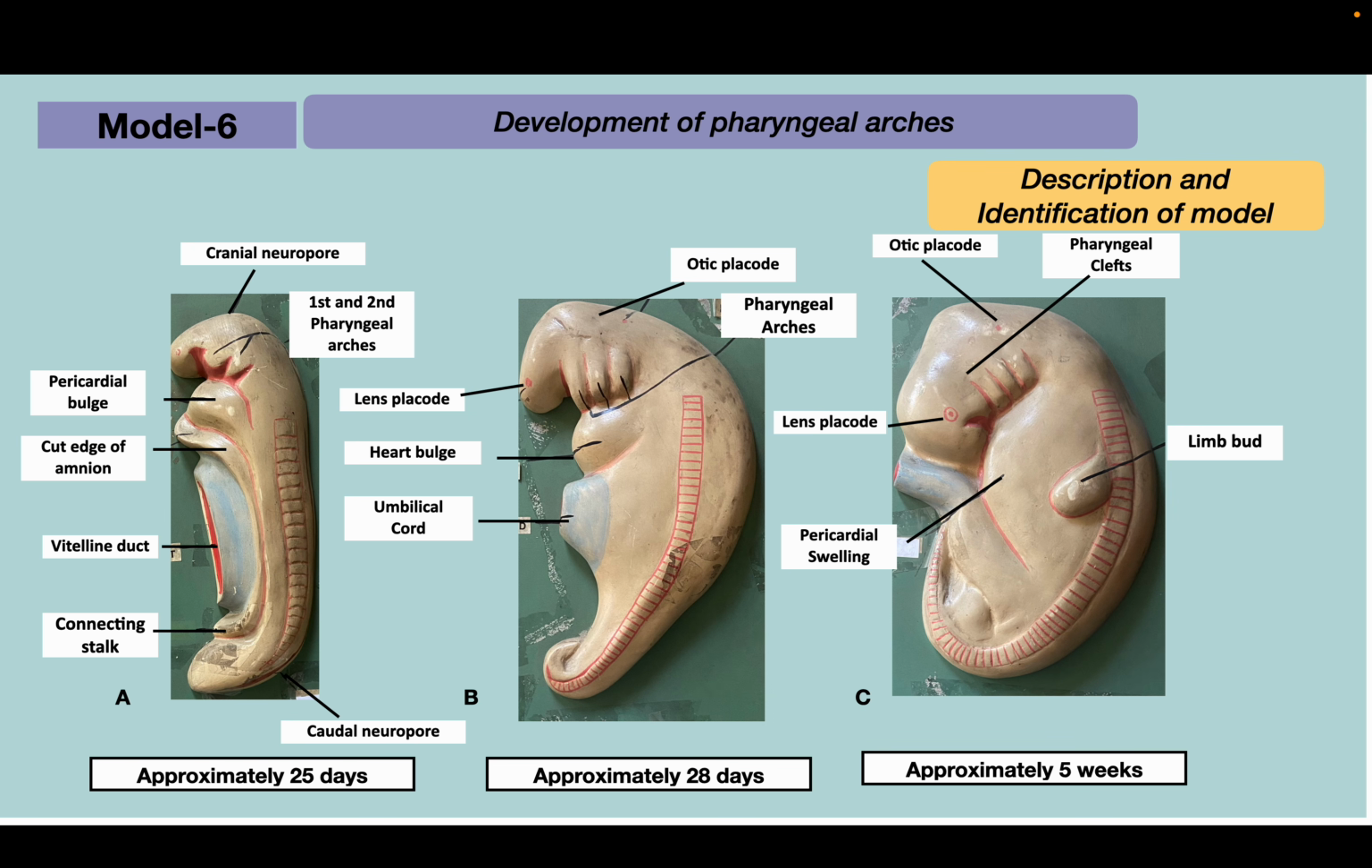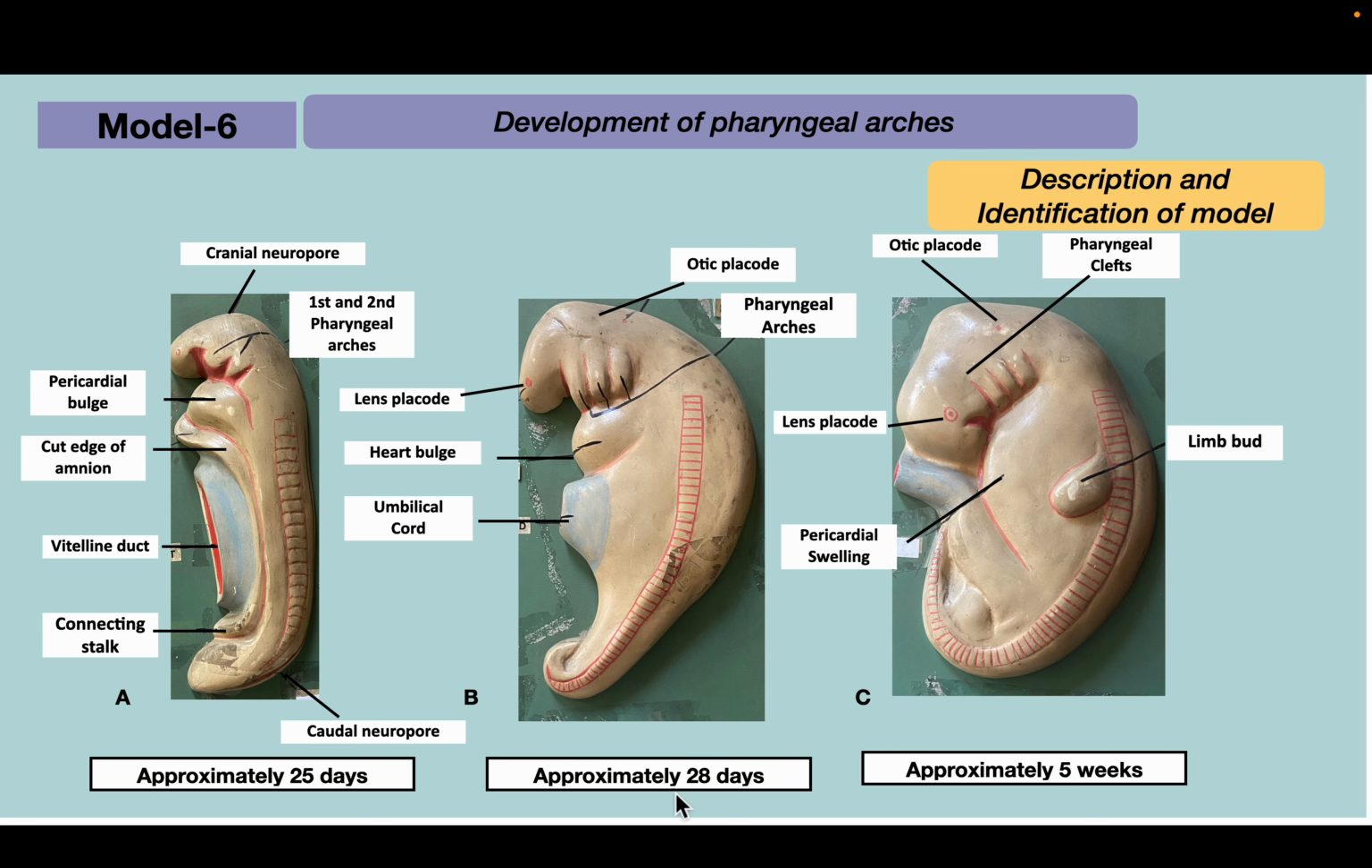Now coming to the next model, the development of the pharyngeal arches. You can see approximately 25 days, 28 days, and 5 weeks. So these are the shown structures at 25 days. What is visible? Cranial neuropore, caudal neuropore, first and second pharyngeal arches, pericardial bulge, cut edge of amnion, and vitelline duct connecting stalk.